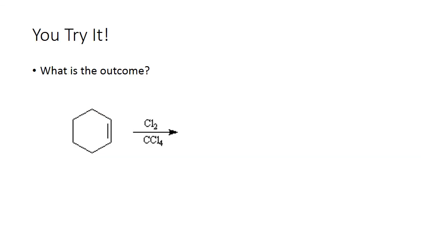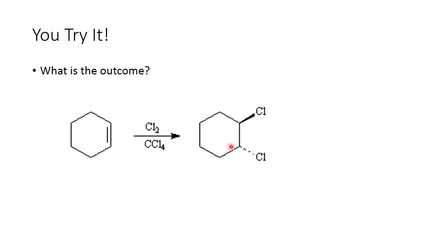So now you go ahead and try to apply these principles to the following problems. What is the outcome of this reaction? Okay, the outcome of this reaction is this dihalide. Chlorine is added to each of the carbons in the double bond. The double bond is lost. One chlorine on one carbon, one chlorine on the other. And notice it is anti-addition. The carbon tetrachloride here is just a solvent. It does not participate in the reaction.